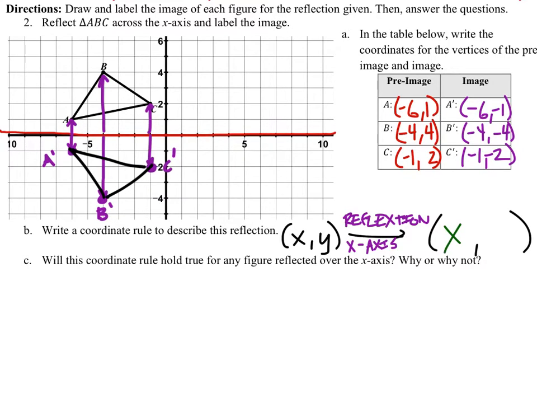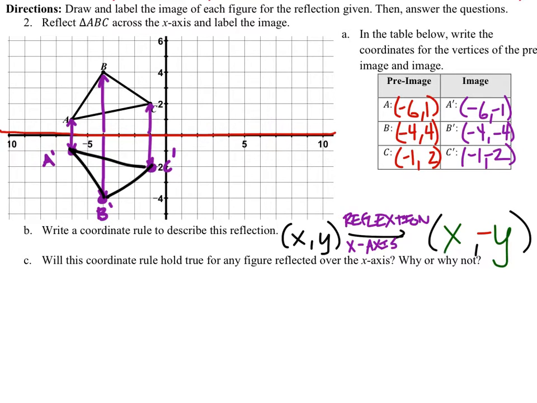So we didn't do anything to the x values even after the transformation. But what we did do is, for example A, we had a 1 and it became a negative 1. B, we had a 4 and it became a negative 4. C, we had a 2 and it became a negative 2. That's the y values. So for every y value that we had, we took the opposite of that value, and that gave us the corresponding image value.